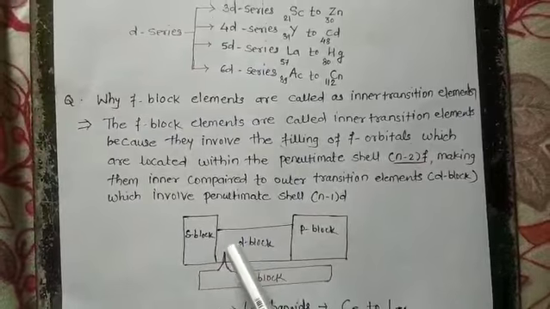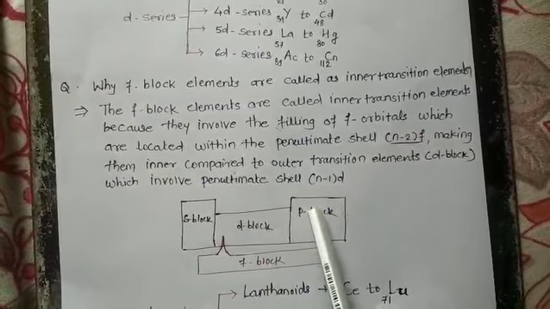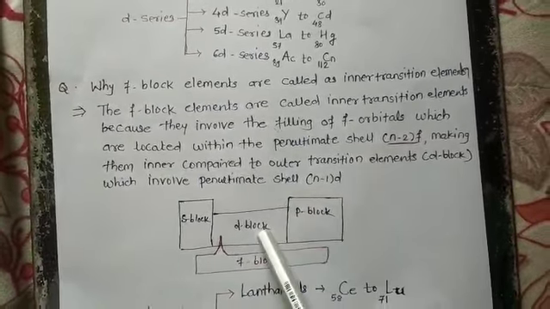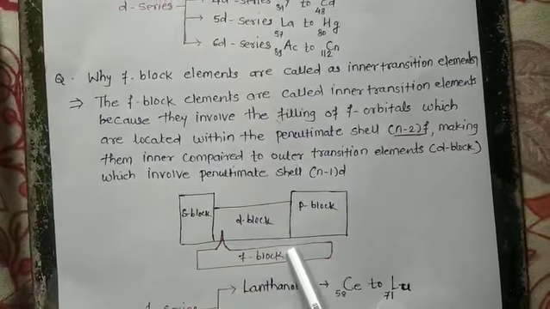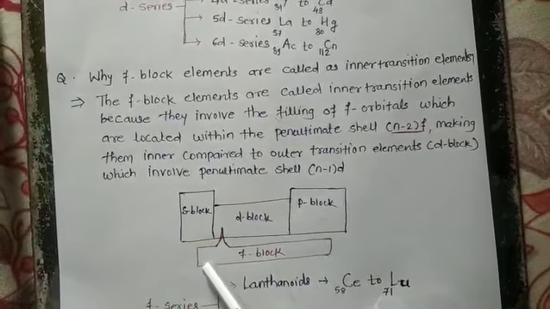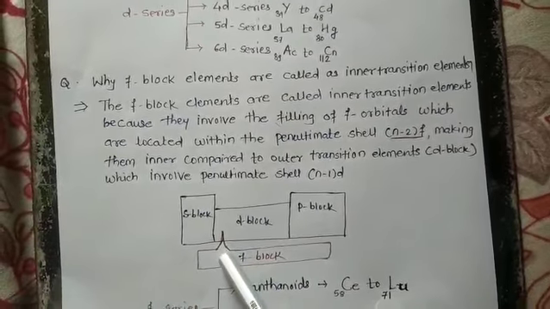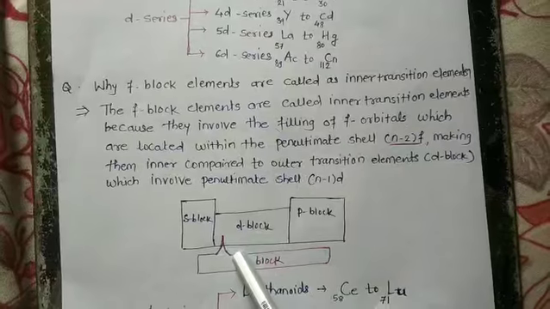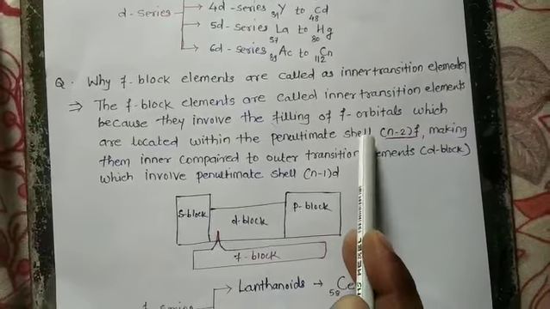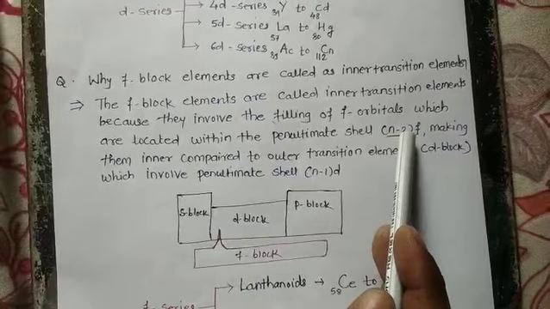So here are the S block, P block elements and D block elements. The F block elements are, we know, separately shown in the periodic table, but actually they are inner to the D block. That's why they are called inner transition elements. They involve the F orbital, that is n-2 F orbital.